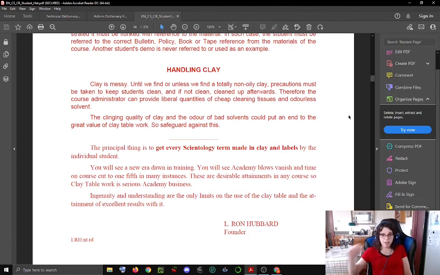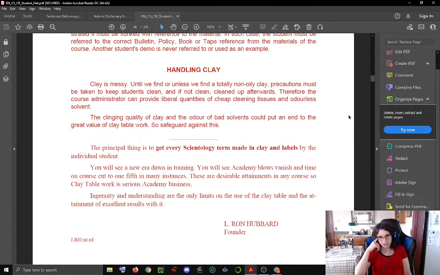Handling clay. Clay is messy. Until we find or unless we find a totally non-oily clay, precautions must be taken to keep students clean, and if not clean, cleaned up afterwards. Therefore, the course administrator can provide liberal quantities of cheap cleaning tissues and odorless solvent. The clinging quality of clay and the odor of bad solvents could put an end to the great value of clay table work, so safeguard against this.